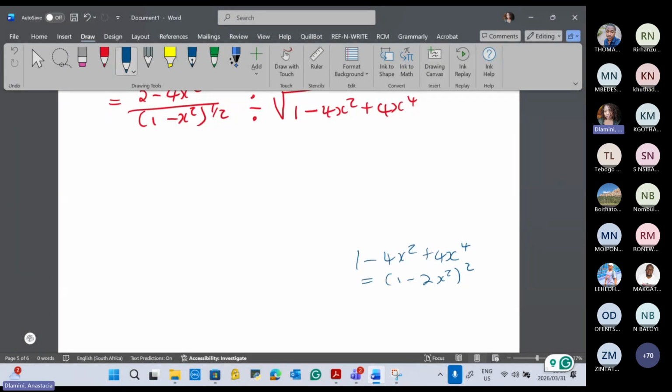It's not a perfect square. A perfect square is something that is a squared minus b squared. That's what we call a perfect square. This is one that, when you expand it, gives you this. I expanded it and it does give 1 minus 4x squared plus 4x to the power of 4. Yeah, so when you factorize it, how do you factorize it? Guys, can you factorize 1 minus 4x squared plus 4x to the power of 4?